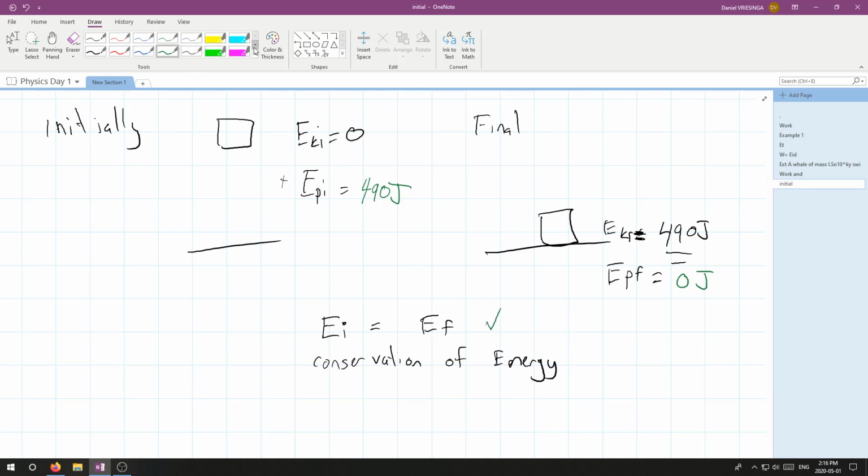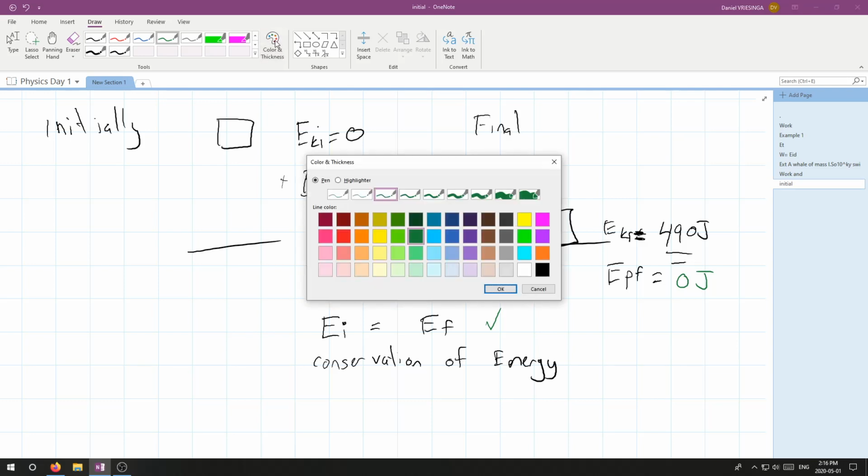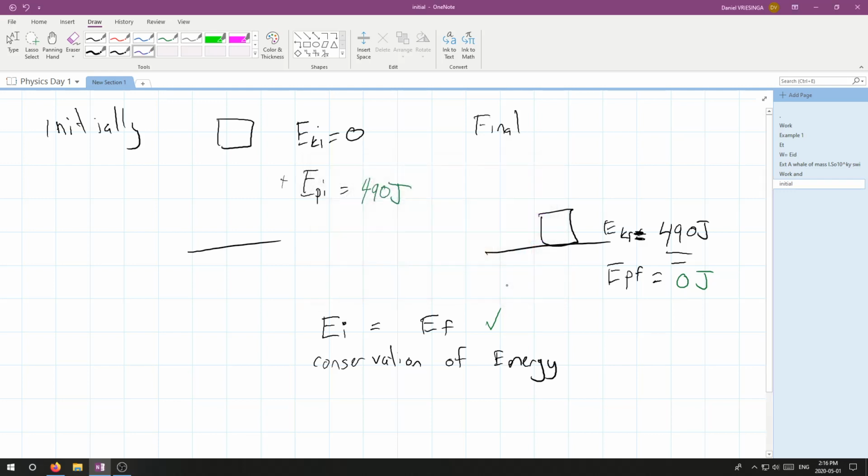Now, if I pick a different color, I already did green, so I'll do purple. Let's say instead I let this equal, whatever number I want, 1,000 joules, right? If the initial potential energy equals 1,000 joules, then my total energy will equal 1,000 joules. And so here I would have to say that this equals 510, and then the EKF plus the EPF would equal 1,000. Okay, so that would check off that box.